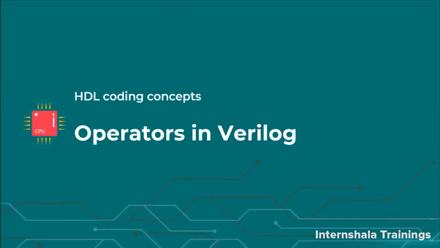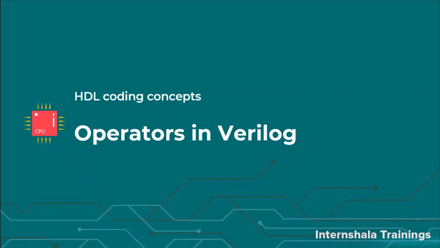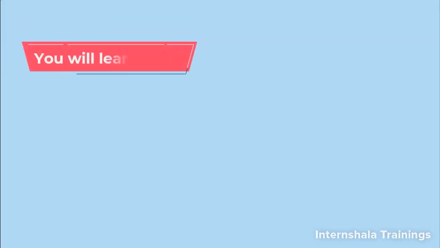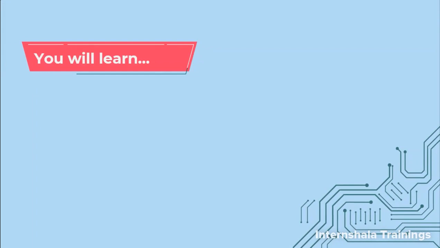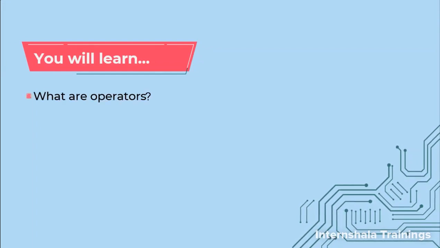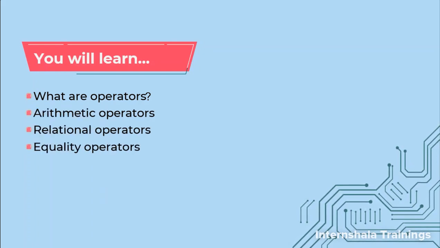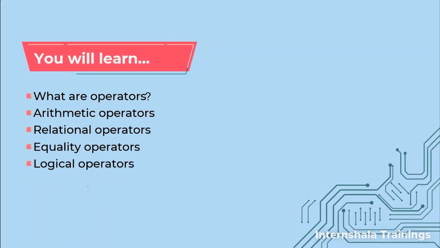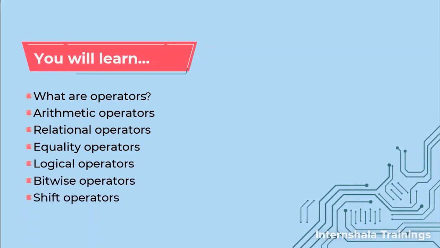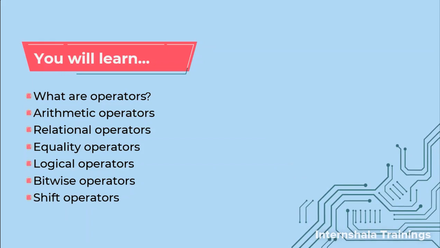So now we are going to talk about one very important aspect in Verilog programming, and that is operators. We use different operations while programming. So in this video we are going to talk about what exactly these operators are: arithmetic, relational, equality, logical, bitwise, and shift operators. What are their functions and how to use them? So let us get started.